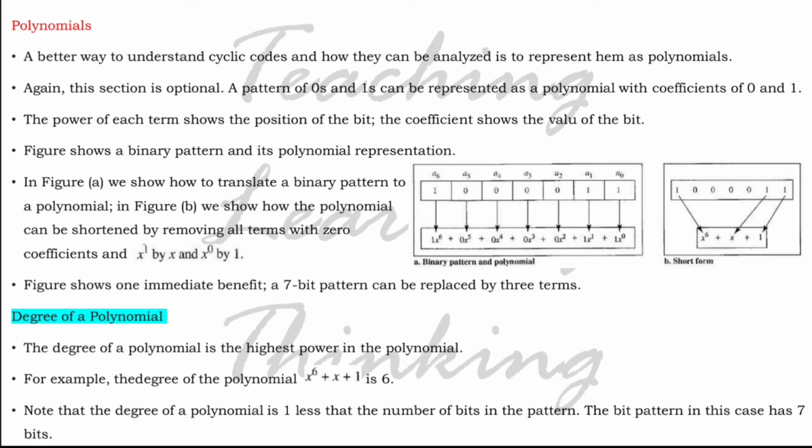So this is the polynomial with which we can represent each term with the coefficient 0 and 1. The degree of a polynomial is the highest power of the polynomial. So in this example, the highest power is 6. Note that the degree of the polynomial is 1 less than the number of bits in the pattern, and the pattern in this case has 7 bits. That's why the degree of the polynomial is 1 less than the number of bits in the pattern.